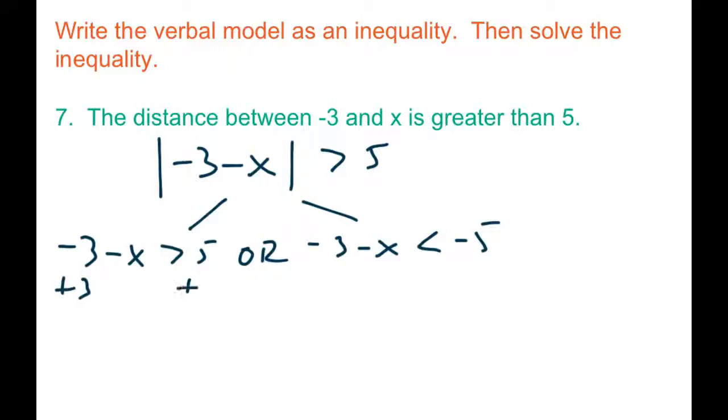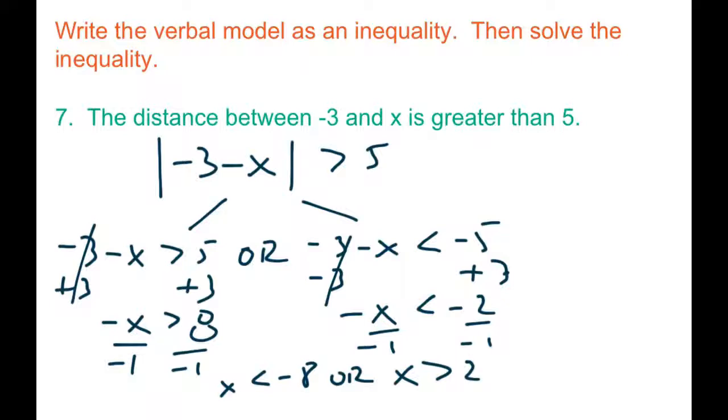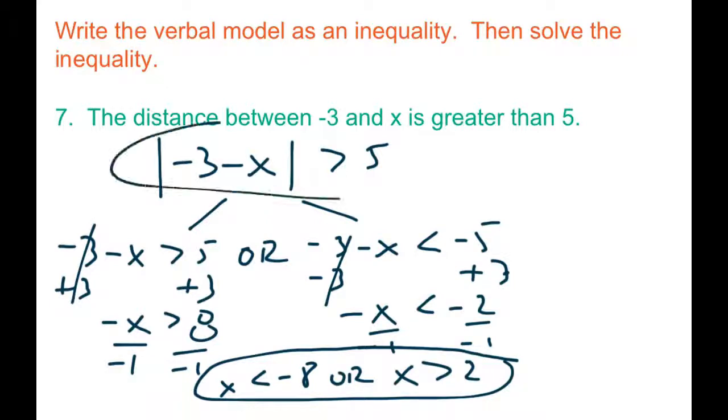Now let's add 3 to both sides. Do that for both inequalities. Cancels that opposite of x again. 5 plus 3 is 8. Opposite of x. Negative 5 plus 3 is negative 2. I'm going to divide both sides by negative 1 to get rid of that opposite of x. And we get x. We're going to change it to less than negative 8, or x greater than positive 2. So that is our solution. That was our writing the inequality. Didn't have to graph these.